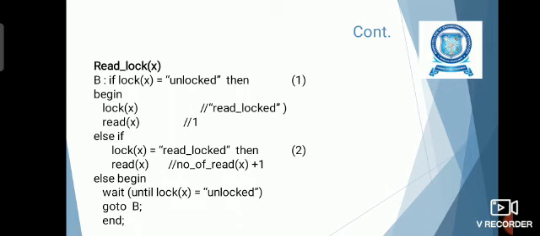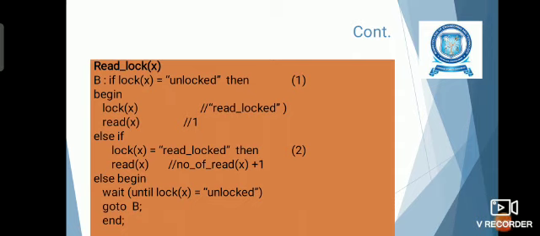Else, the third else has the meaning: if a write lock is available on the data item X, then the transaction has to wait until lock of X becomes unlocked. Okay, so the condition to read a data item is that previously it should be in unlocked state or read locked state. If a data item is in write locked state, then it can't do anything. The transaction has to wait until lock of X becomes unlocked.